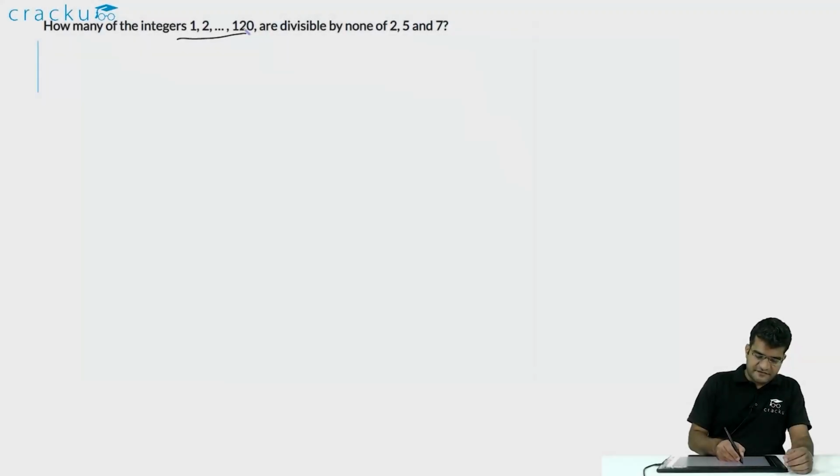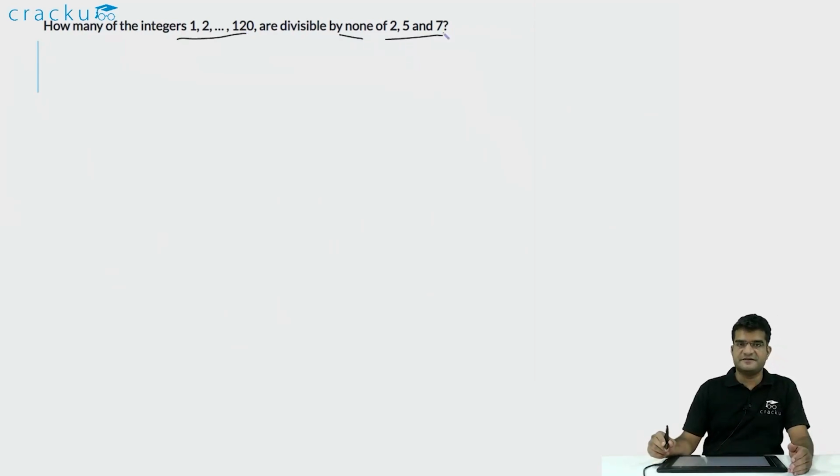In this question we are asked to find out how many of the integers from 1 to 120 are divisible by none of 2, 5 and 7. Amongst the given list, what is the total number of integers? The total number of integers is clearly 120. It contains all the natural numbers up to 120.